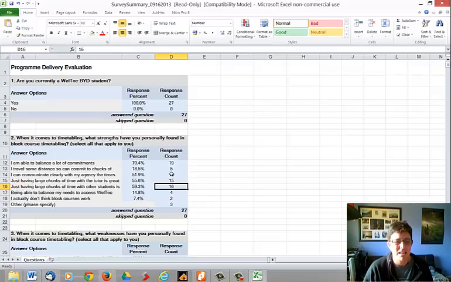Otherwise, what I'll tend to say now is, two thirds of students felt that they were able to balance a lot of commitments in a block course structure. There were no differences between Wellington and Auckland. That's it, full stop. That's how I do my analysis. So have lots of fun doing analysis.